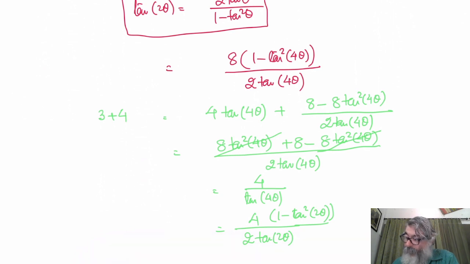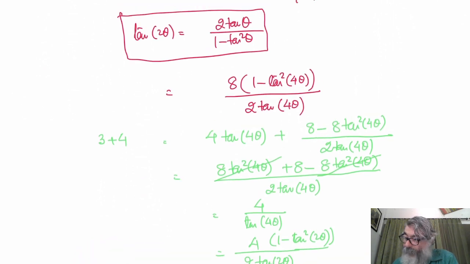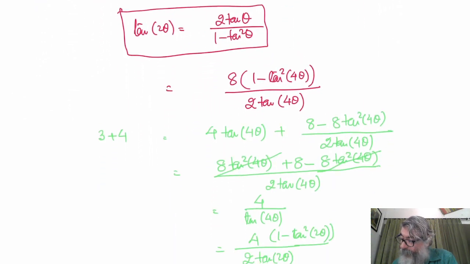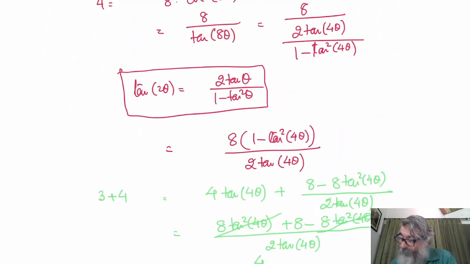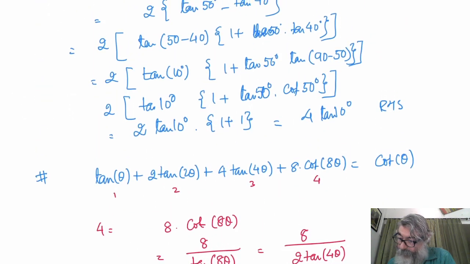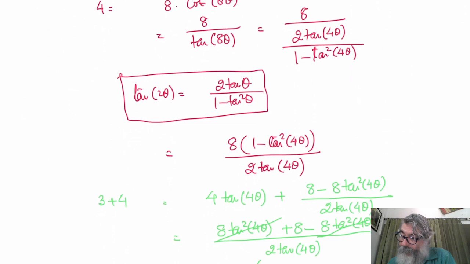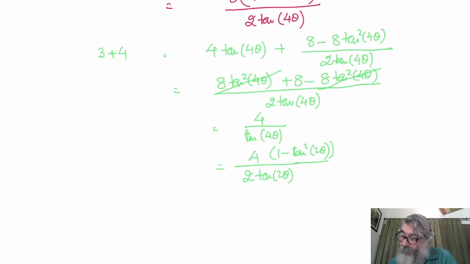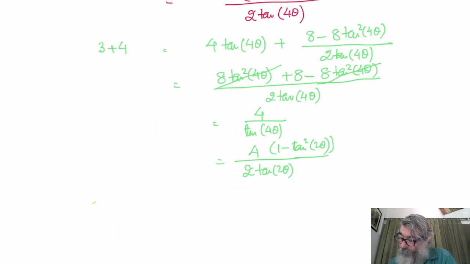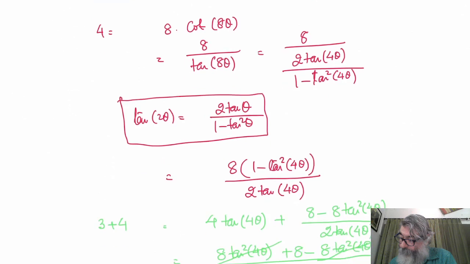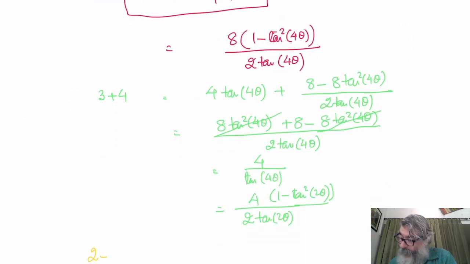Now let us see, this step has been obtained, and let us see the second step. Now it has come in terms of 2 theta. So let us see the second step. Second step was what? 2 tan 2 theta plus 4 minus 4 tan square 2 theta upon 2 tan 2 theta.